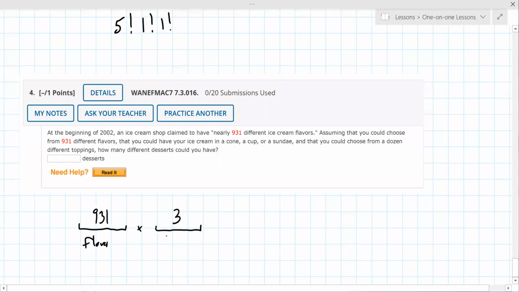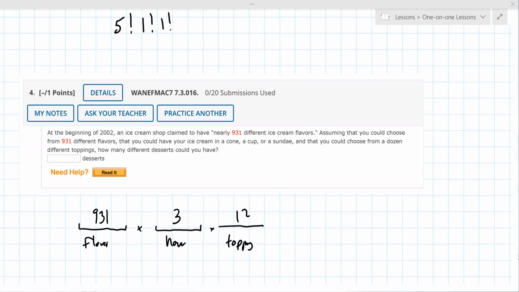And you could choose from a dozen different toppings. So that's toppings here, that's 12. Okay, so you're just multiplying these together. 931 times 3 times 12. That's what we're doing in the first few. That's 33,516.